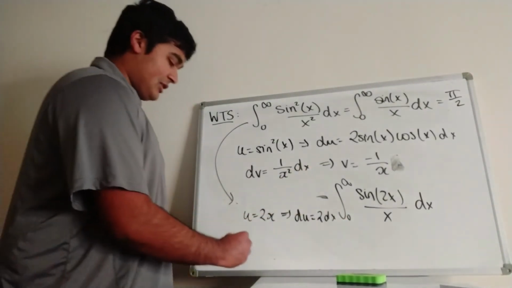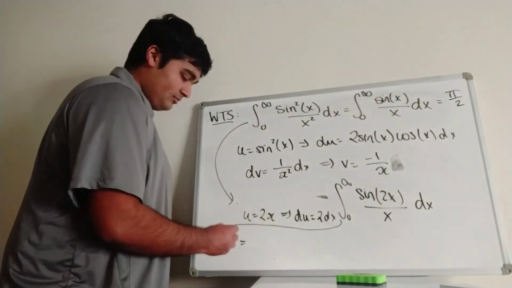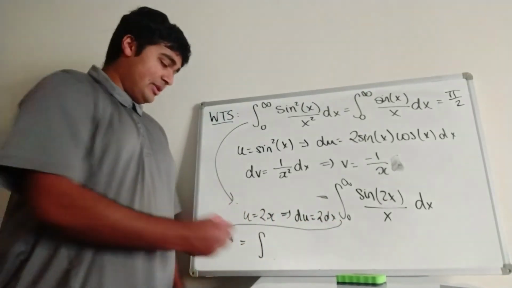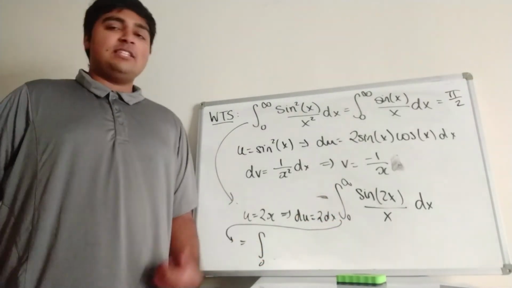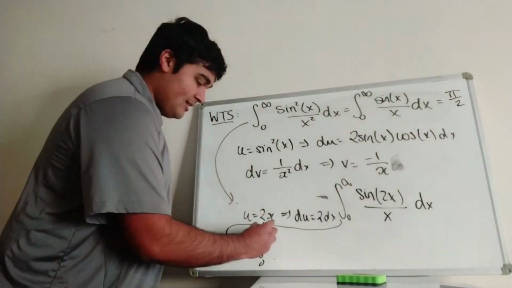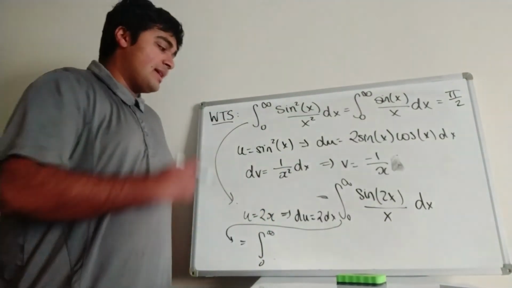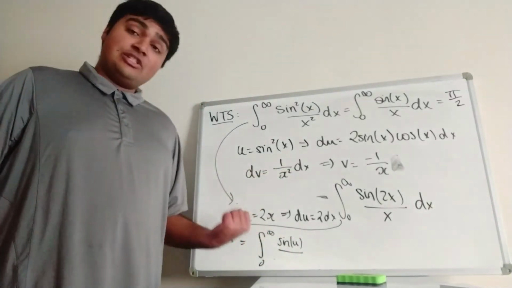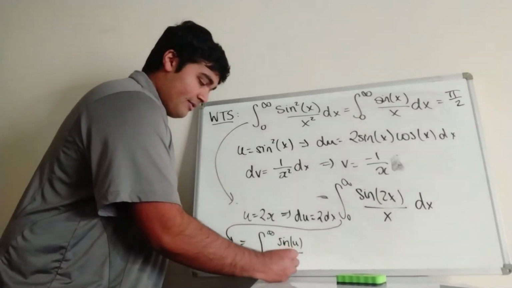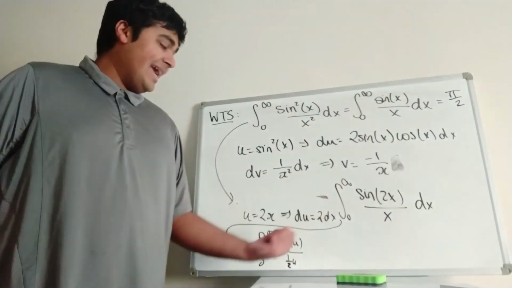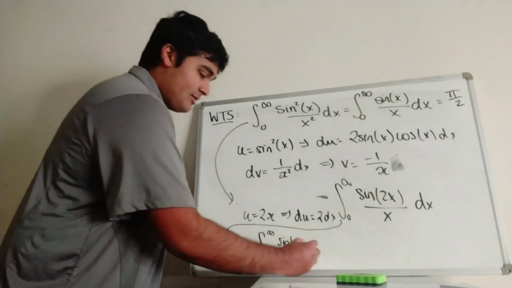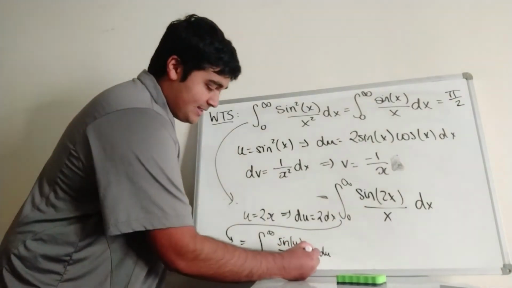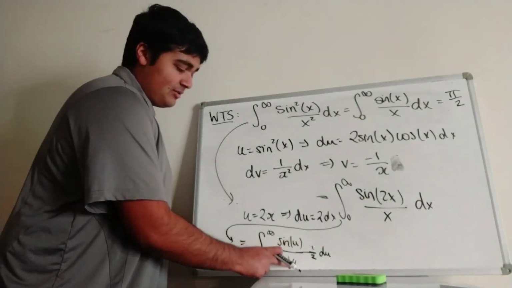And then this integral becomes the integral from, well, when x is 0, u is 2 times 0, which is 0. And when x is infinity, u is 2 times infinity, which is still infinity. So we get the integral from 0 to infinity. Sine of 2x now is just sine of u, and divided by x, but x is just u over 2, so we get a half u. But then notice that dx is just a half du. And then on the denominator we've got 2 times a half, and that cancels very nicely.